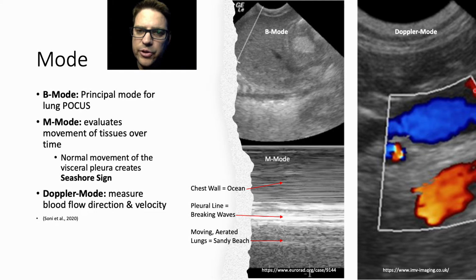Another mode used with ultrasonography is Doppler mode, or color flow, and spectral mode. These are used to measure blood flow direction and velocity. We don't use it very often, if at all, in lung POCUS though.